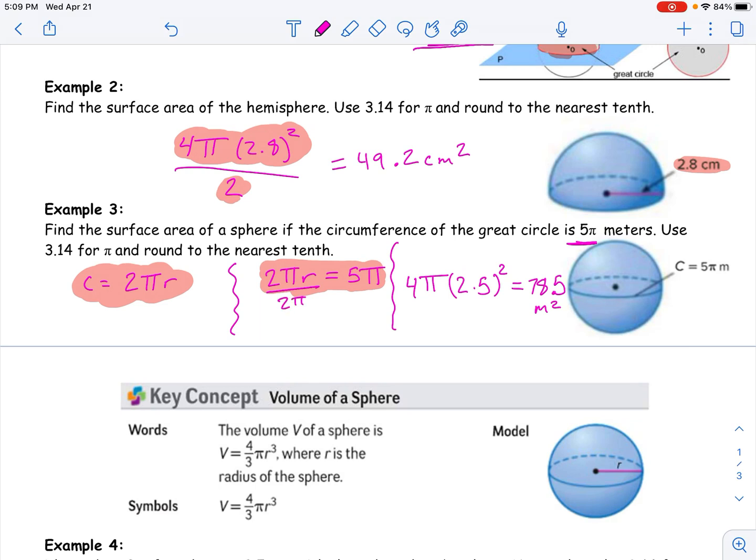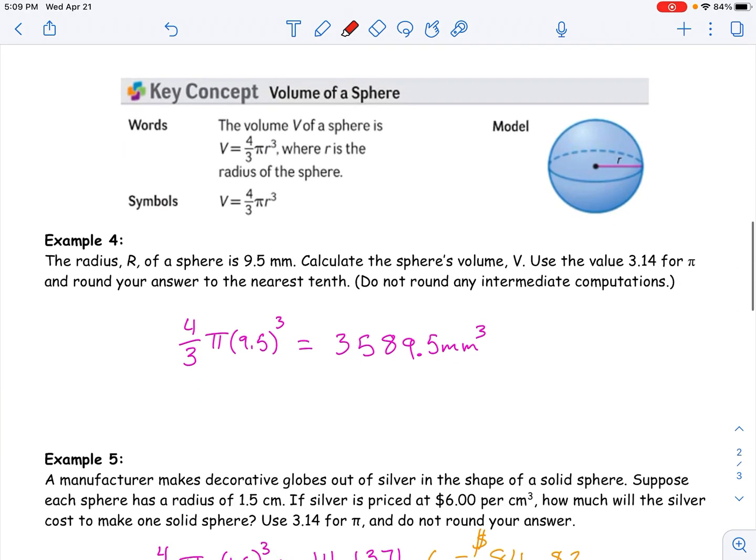So if I solve for radius, I'm going to divide by 2 pi on both sides. These pi's cancel out if you divide them, and you're left with 5 over 2. We'll be left with r equals 5 over 2, which is 2.5. And then I took that 2.5 and I put it into my equation, and I got 78.5 meters squared.